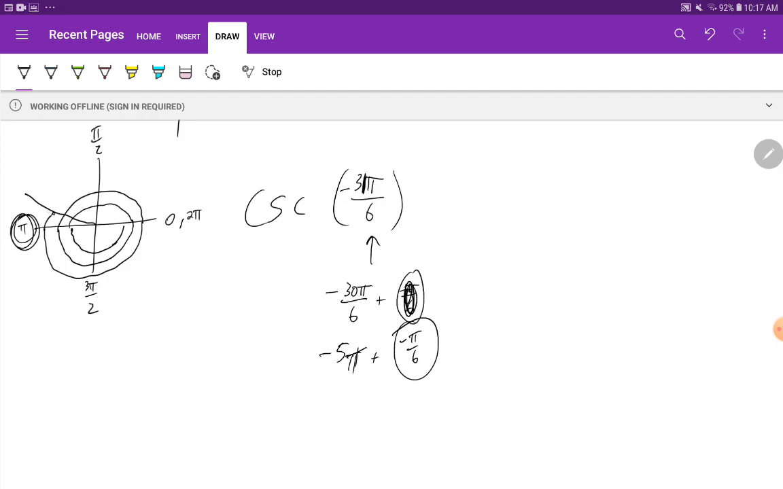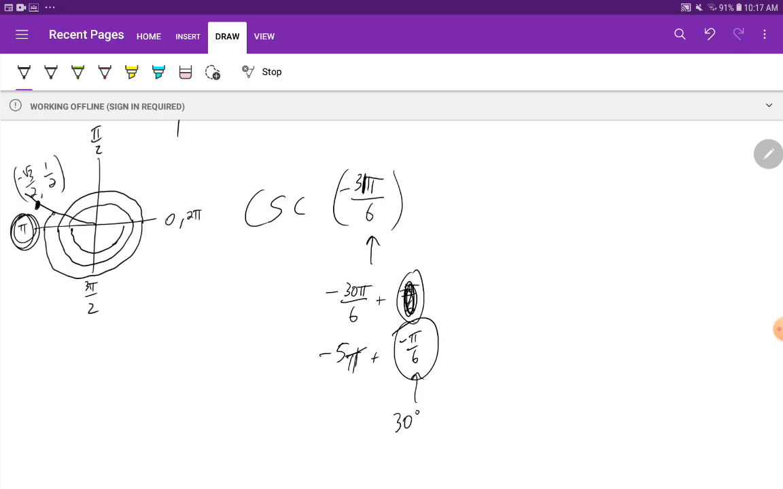Negative pi over 6 is actually 30 degrees. If you don't believe me, just change it to degrees. And since we're in the second quadrant, the x value gets flipped, so this is negative root 3 over 2, comma 1/2. Whew, all right.